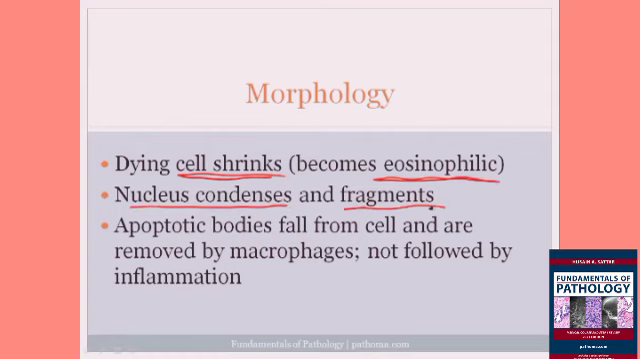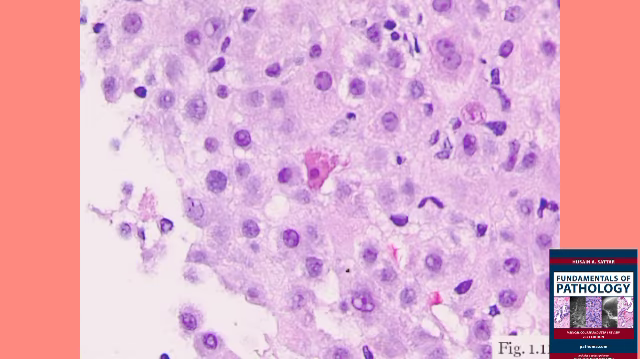And the third is that the apoptotic bodies will fall off from the cell, and it's important to remember that these apoptotic bodies are removed by macrophages. There is no inflammation, no acute inflammation that follows apoptosis. And this is important because it's a contrasting point against necrosis. Remember that necrosis is followed by acute inflammation, whereas apoptosis is not followed by inflammation.